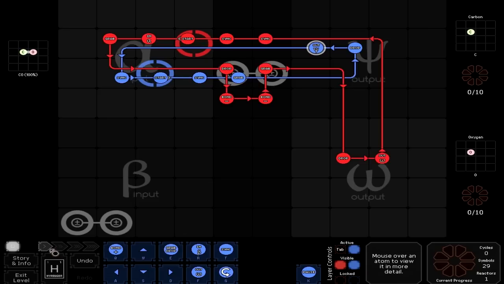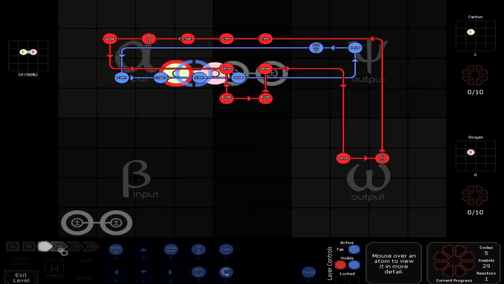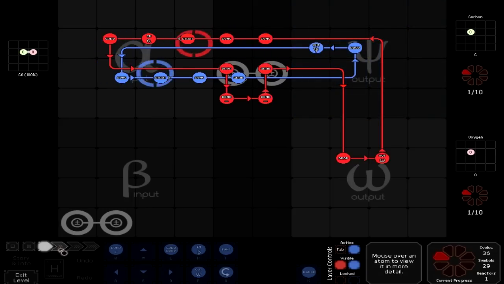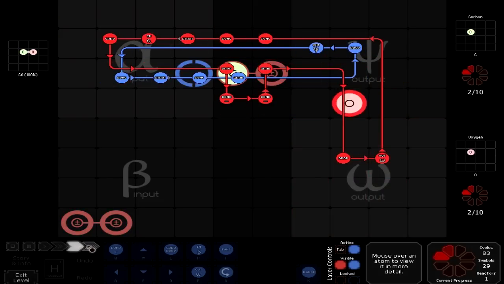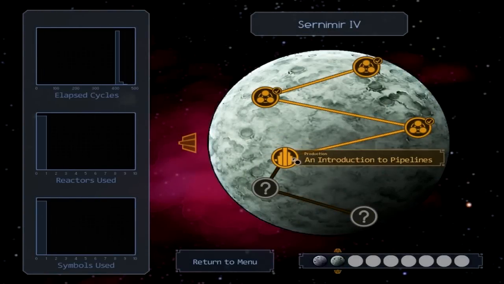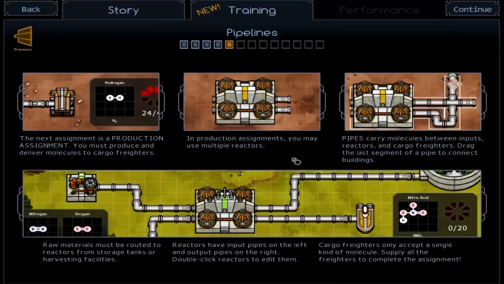Alright, that should work. Unless I've missed something really simple, which is sometimes the case. I do miss really simple things sometimes. Looks like it's working so far. Yes, indeed, I think that will work. Very nice, very nice. So, next we've got an introduction to pipelines.